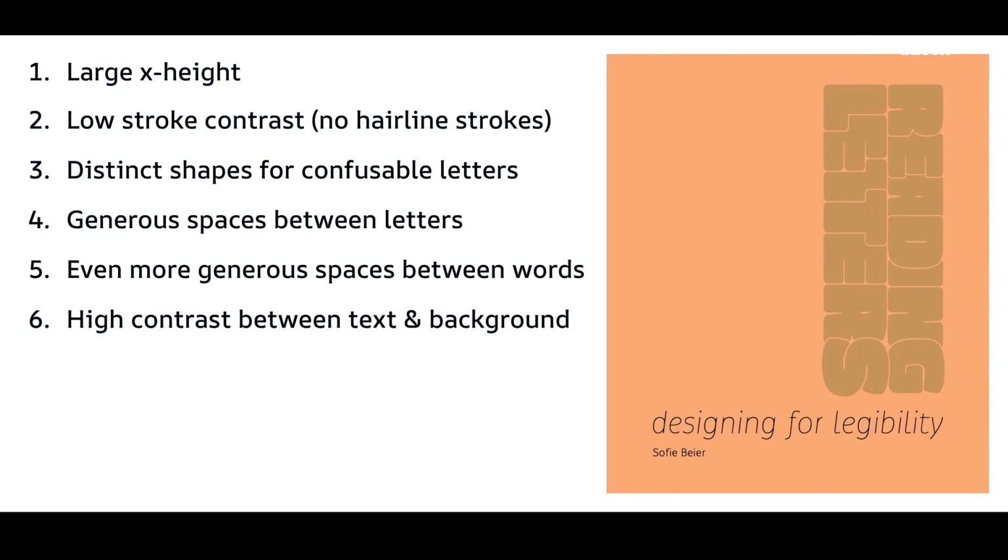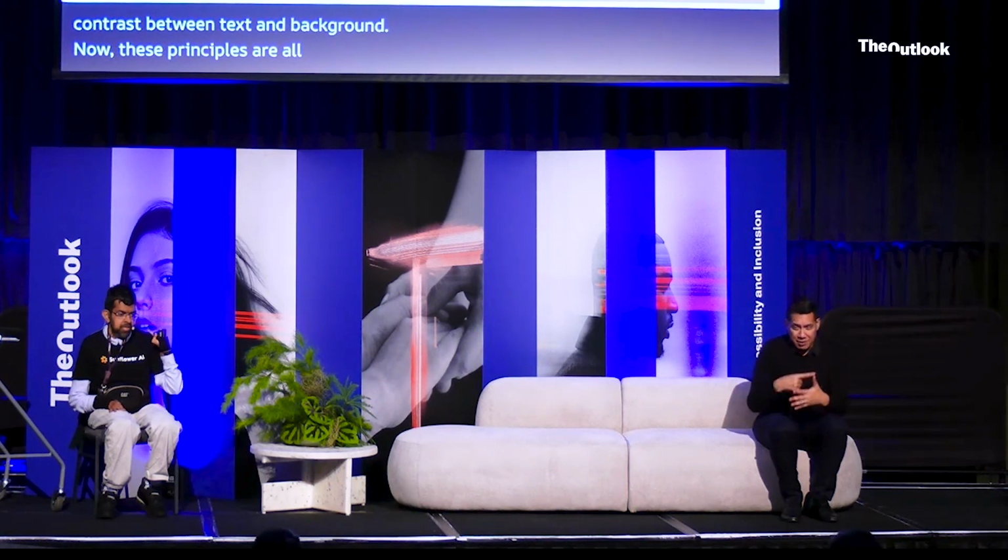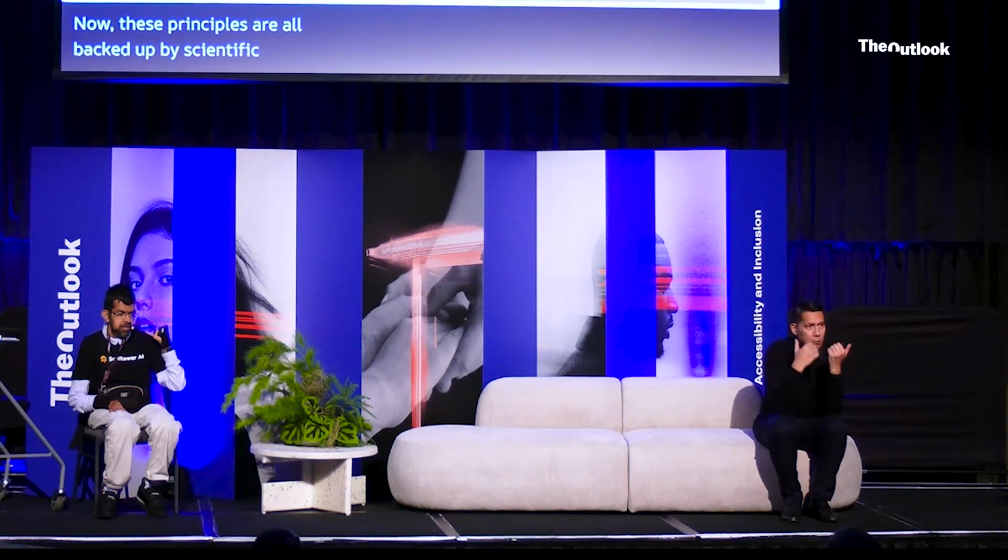Just to summarize, these are some basic principles to follow for improving typographic accessibility. Large X height, low stroke contrast, distinct shapes for confusable letters, generous spaces between letters and even more generous spaces between words, and high contrast between text and background. Now, these principles are all backed up by scientific research.